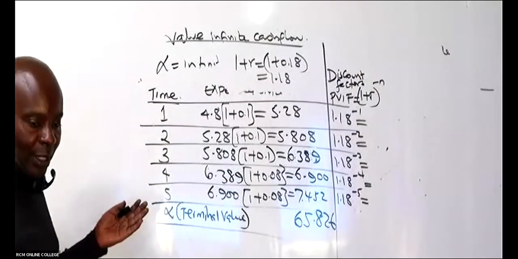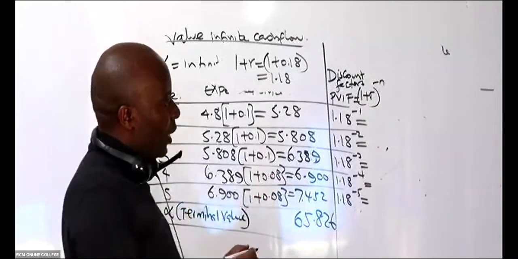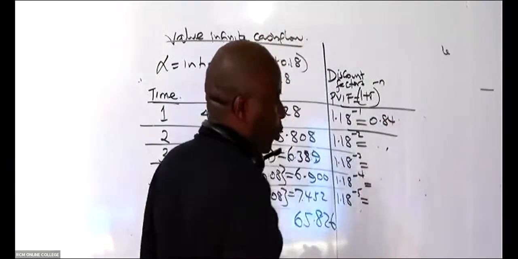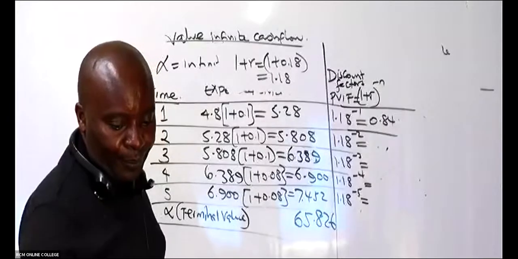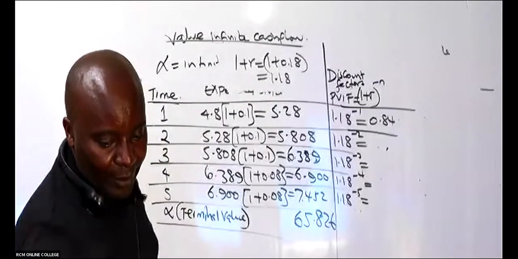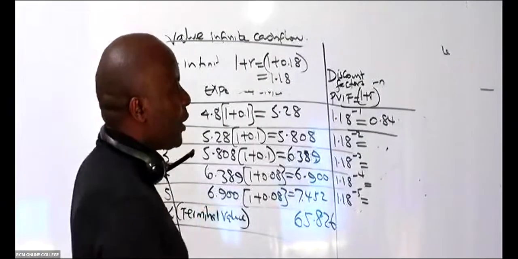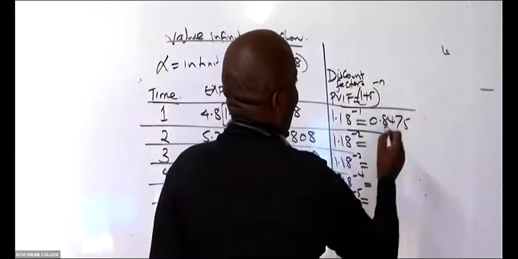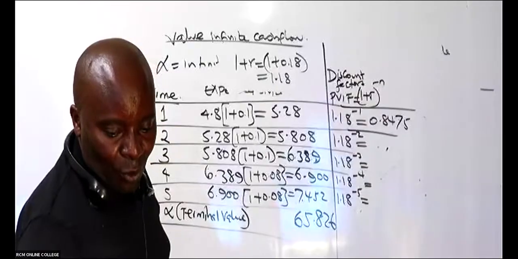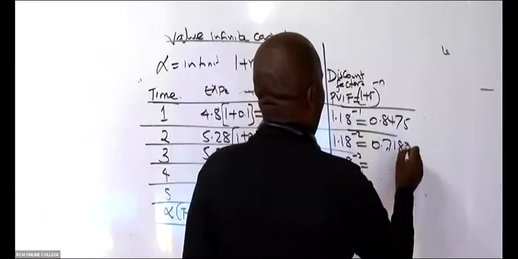How I wish I would get somebody who can give me these answers pretty fast. The first one, I'm being told it's 0.8475. The second one is 0.7182.